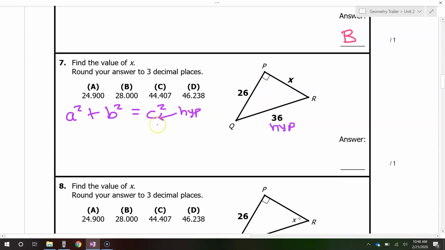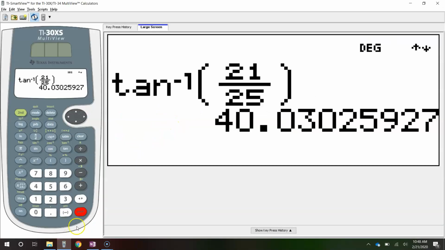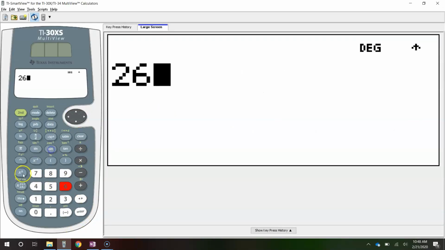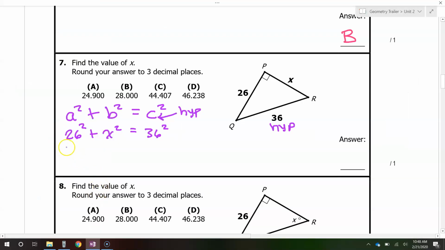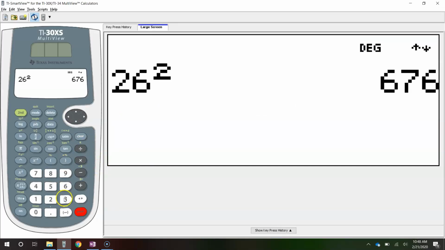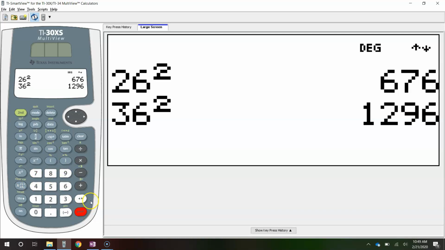So the 36 has to go by itself. So I will have 26 squared plus x squared is equal to 36 squared. All right, to the calculator. 26 squared, 676, plus x squared. Now 36 squared, 1,296.